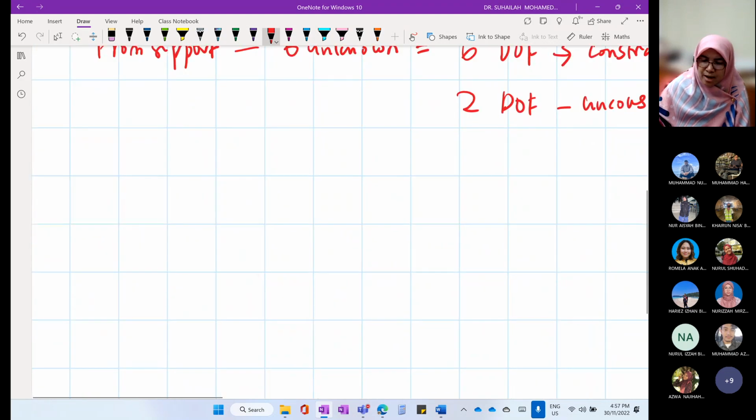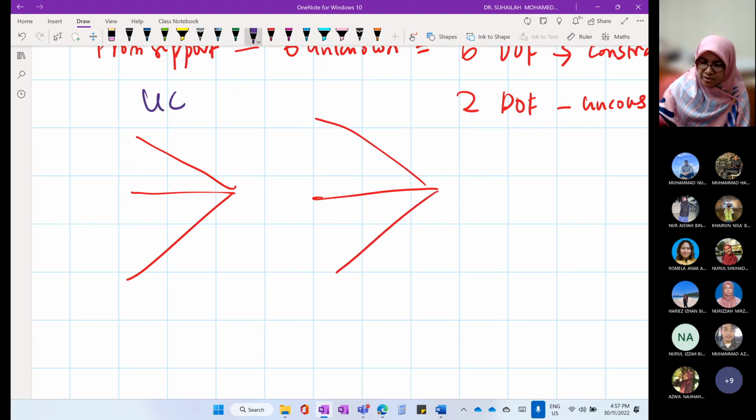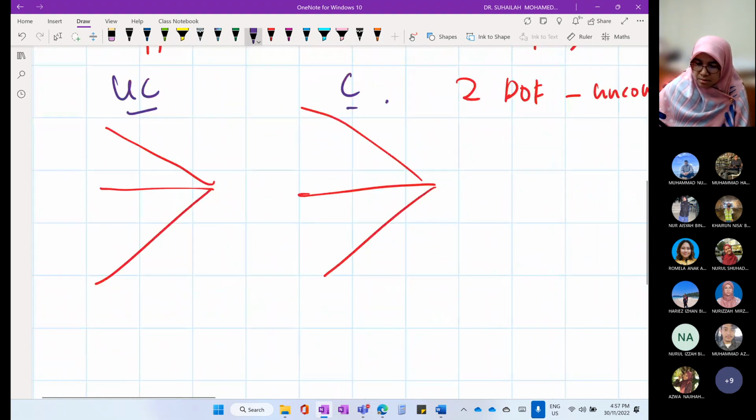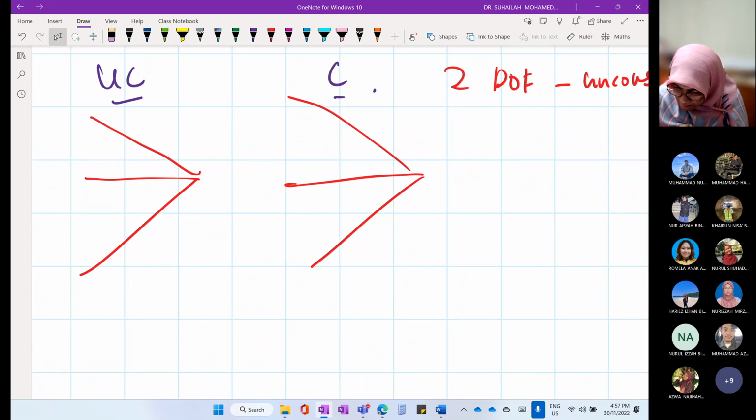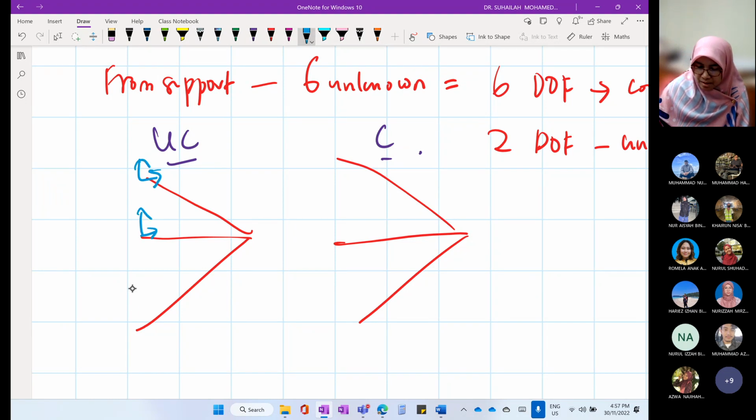Unconstrained. So basically what we do is we just sketch the structure. Divide into one unconstrained and one constrained. One is unconstrained, one is unconstrained, another one is constrained. Then at the support, since a pin has two unknown reactions in X and Y, we will put 2, 2, 2, like this, 6.